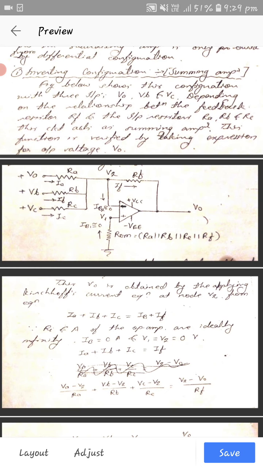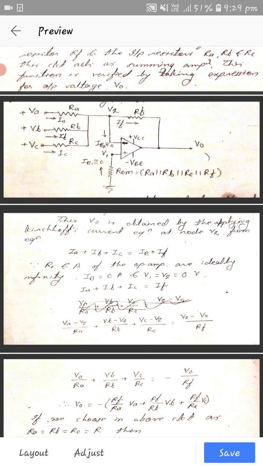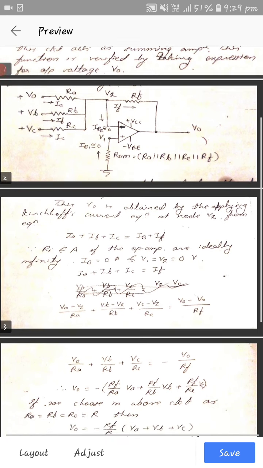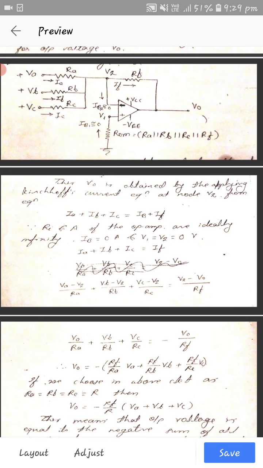This type of circuit acts as a summing amplifier, that means the output is the sum of the different input voltages, currents, and resistors. This V0 is obtained by applying Kirchhoff's current law at the node phi 2. What is Kirchhoff's current law? The sum of the currents flowing into a node is equal to the sum of the currents flowing out, throughout the circuit.